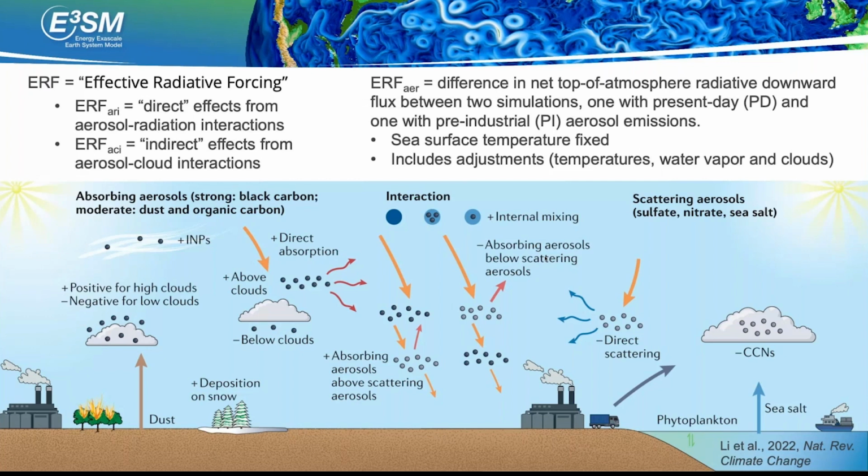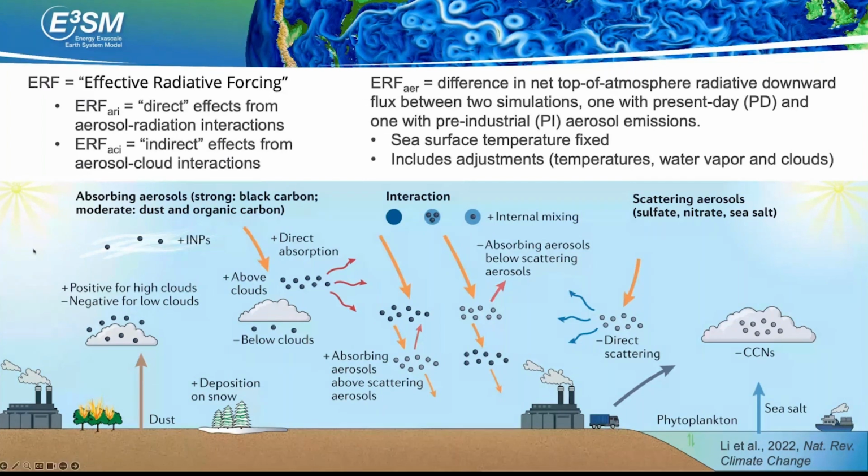And so this definition includes not only the immediate direct impact of the aerosols through radiation interactions, which is called ERF-ARI. It also includes the indirect effects of aerosols on clouds, which we call ERF-ACI, and that term and the overall effect additionally include adjustments to the aerosol forcing, which includes changes in the clouds, for example, in the cloud extent and liquid water path, as well as changes in temperatures, water vapor, and other aspects of the climate. So that's the terminology.